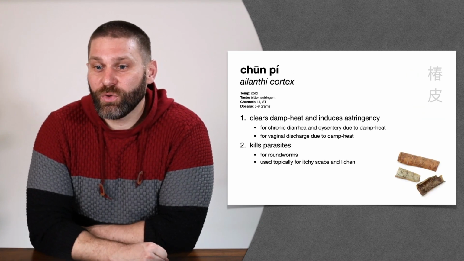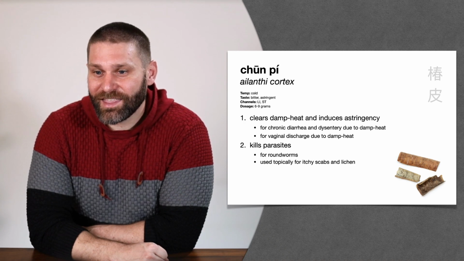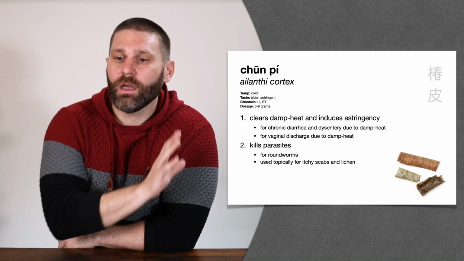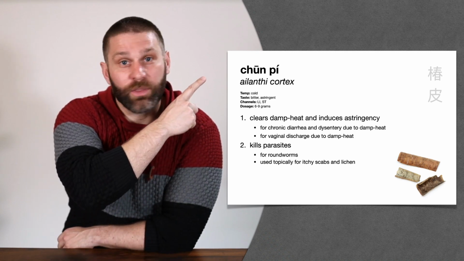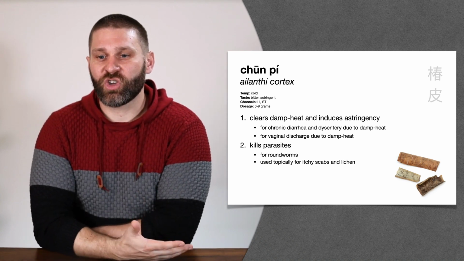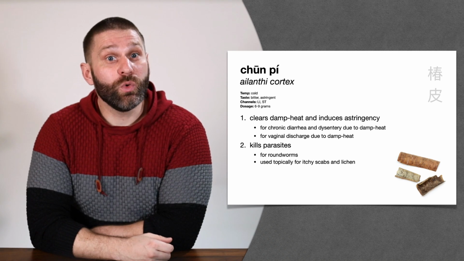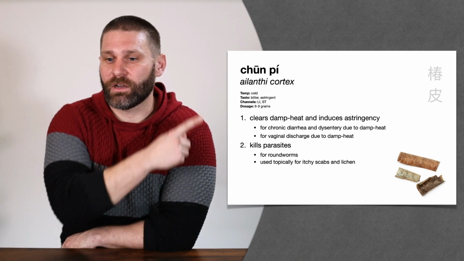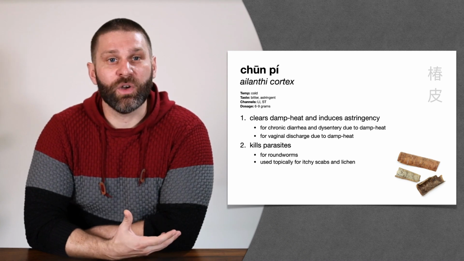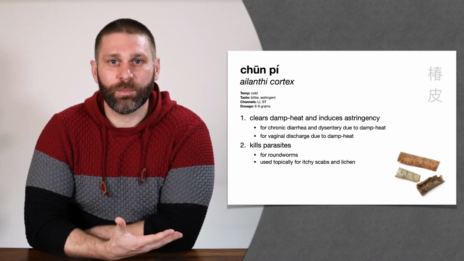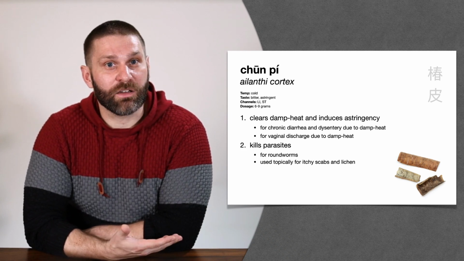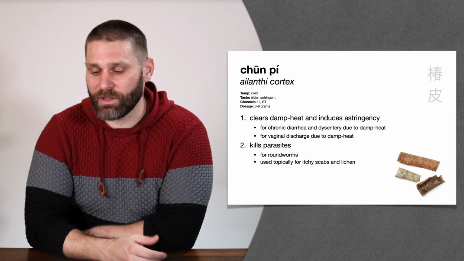After that is chunpi, ailanthus cortex. Chunpi, ailanthus cortex. And with this one, we need to be especially careful that we're pronouncing this correctly. Remember, in Chinese pinyin, the U has an oo sound. Sometimes English speakers look at this and they want to say chun pi because they think the U has an English sound. But here we have to be careful because if you say chun pi, a lot of Chinese people might think that you're saying chen pi as in tangerine peel.